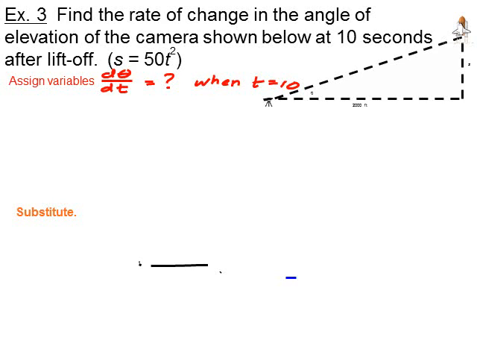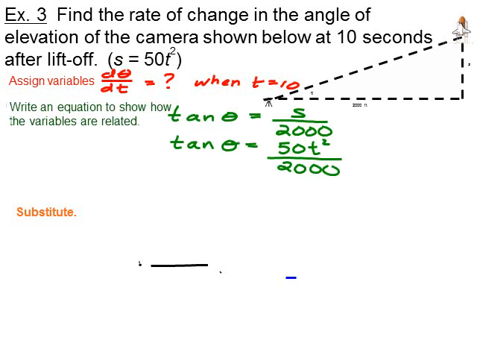When we assign variables, rate of change in the angle of elevation is d theta dt. We want to find this at t equals 10 seconds. Our equation should relate the angle to the distances in the diagram. The tangent of theta is equal to s over 2,000.